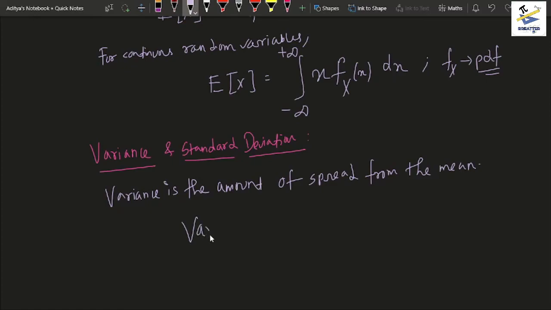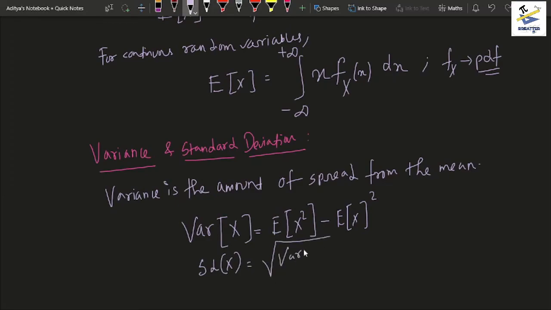The variance is defined as Var of X, and you write it as expectation of X square minus expectation of X whole square. So this is the variance, and I will also define the standard deviation of X, SD of X, as just the square root of variance. Okay, and remember that SD of X is greater than or equal to 0. Similarly here. So these are all non-negative quantities.